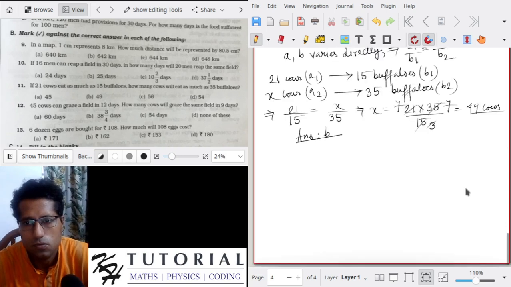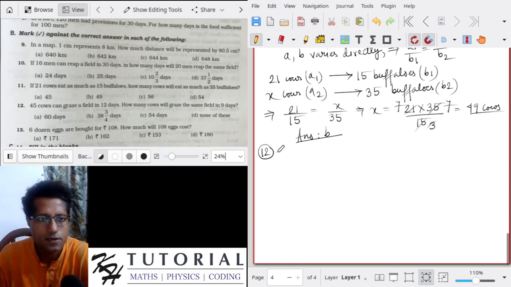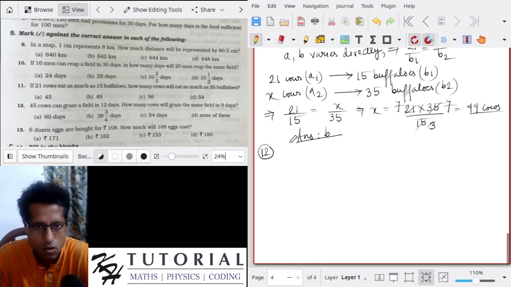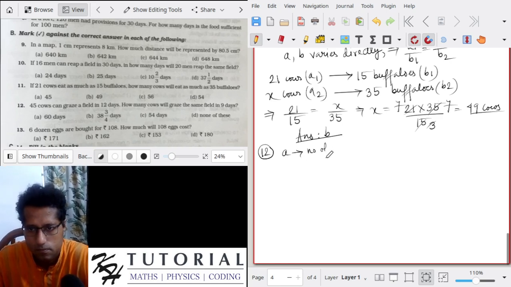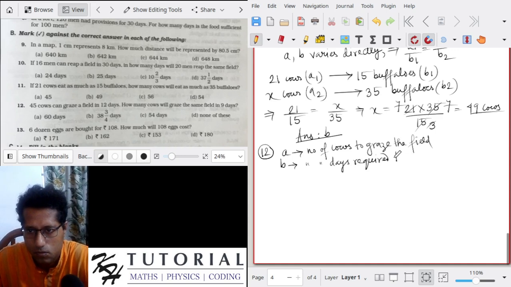Okay, let's do problem number 12. It says 45 cows can graze a field in 12 days. How many cows will graze the same field in 9 days? So the field is constant, and if A is the number of cows to graze the field, and B is the number of days required to graze the field.